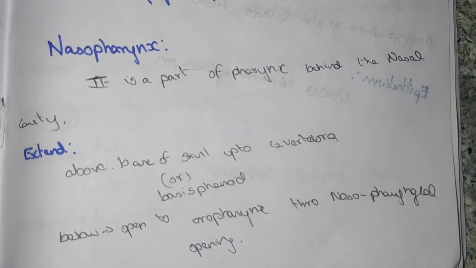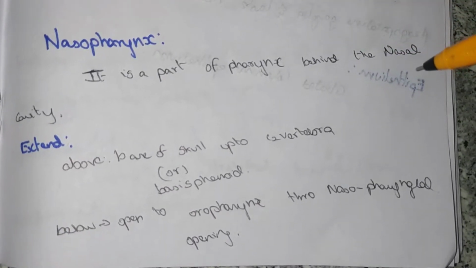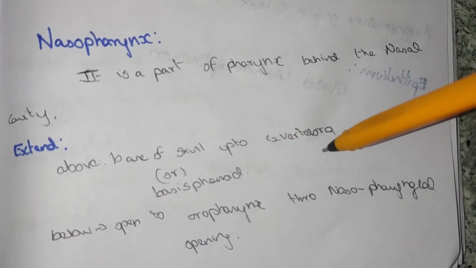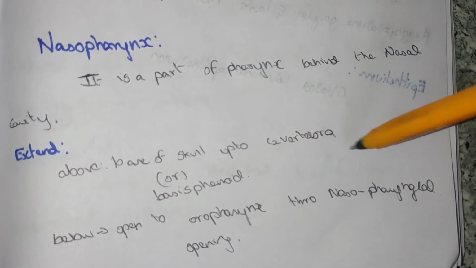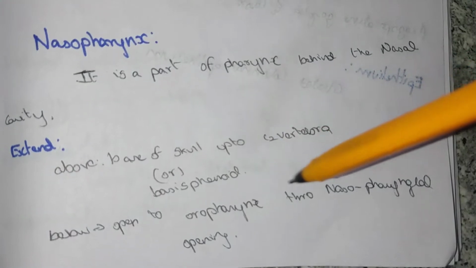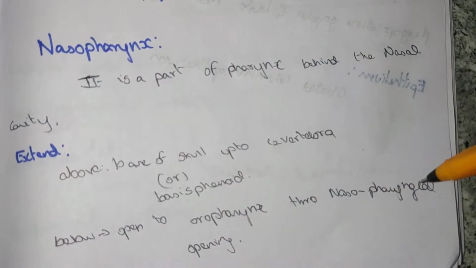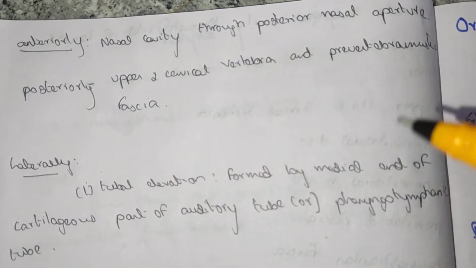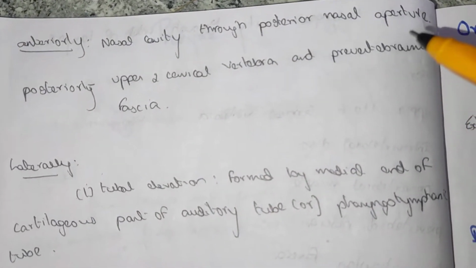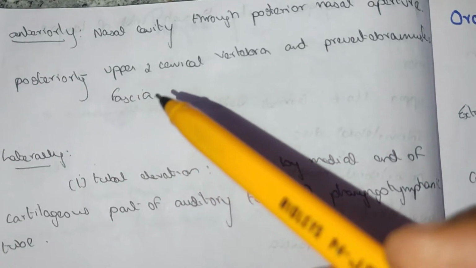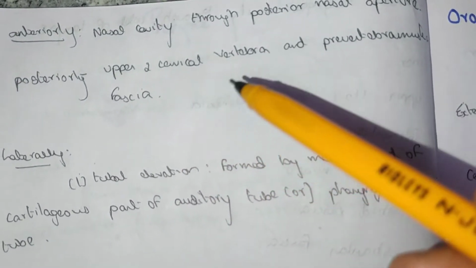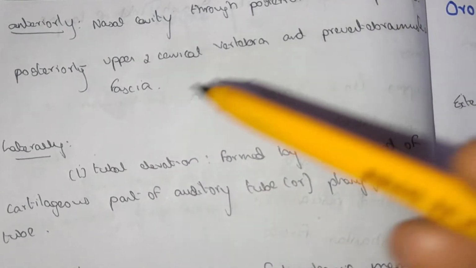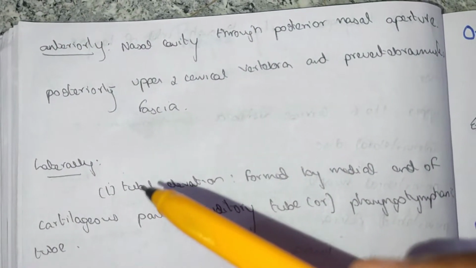Nasopharynx. It is the part of the pharynx behind the nasal cavity. Extension is above from the base of the skull up to the C2 vertebra. Below, it opens to the oropharynx through the nasopharyngeal opening. Anteriorly, it opens to the nasal cavity through the posterior nasal aperture. Posteriorly, the upper 2 cervical vertebrae and prevertebral fascia as well as muscle.